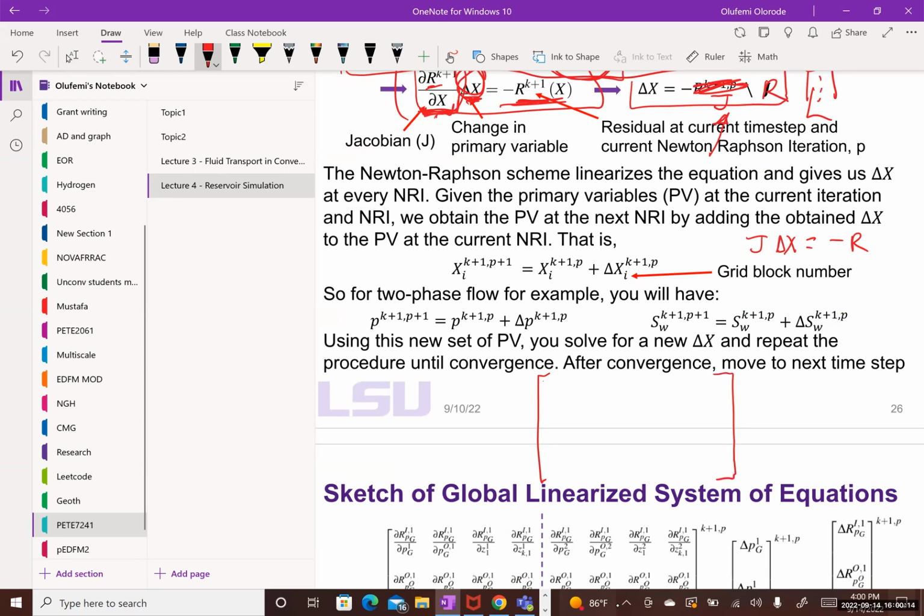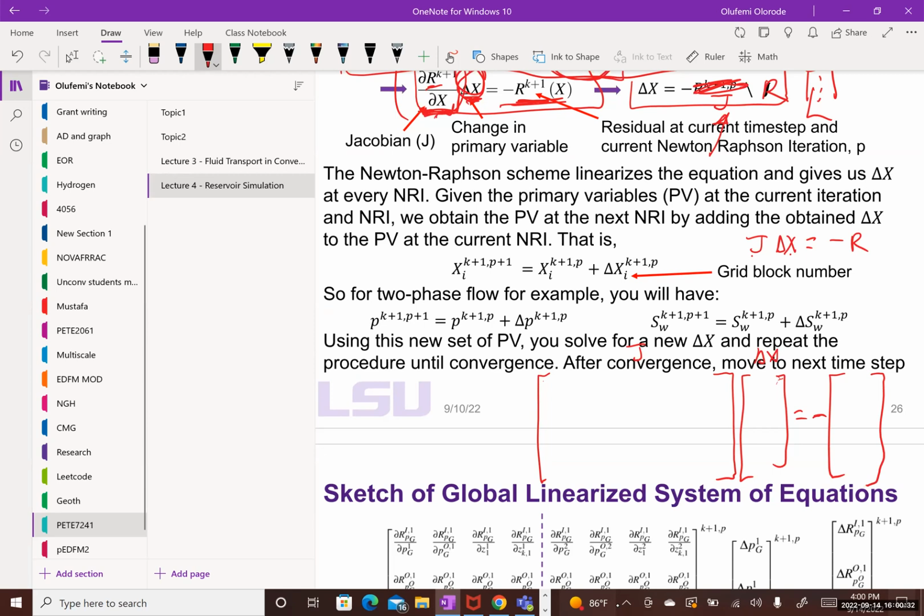You can watch the video I uploaded, but I'll still talk about it briefly. I'll start it and you will see the pattern, and I'll just stop. Immediately you see the pattern. There's always a pattern to it. So J delta x, this is J, that's delta x, equals minus residual.